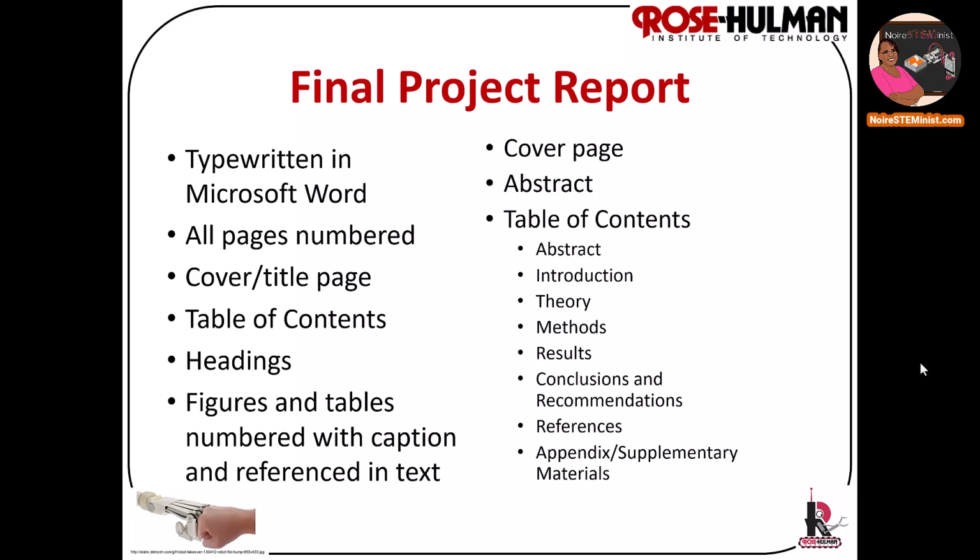The final project report includes the following components. It should be typewritten in Microsoft Word. All pages should be numbered, should have a cover and a title page, a table of contents, headings as needed, figures and tables numbered with captions and referencing the text. The content of the table of contents includes the abstract, introduction, theory, methods, results, conclusions and recommendations, references, appendix, and supplementary materials.